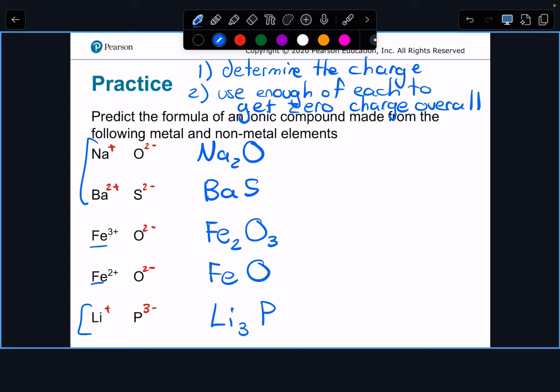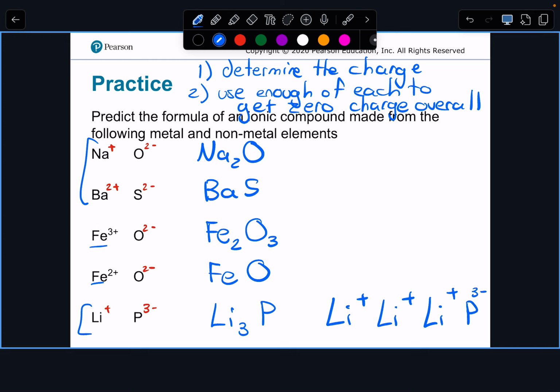So some of them are pretty obvious, like Ba2+ and S2-. Okay, great. They balance out, so I just need one of each. Terrific. Lithium and phosphorus. That should kind of make sense. Phosphorus is 3-. Okay, I need 3 of those positive ones then to balance it out. So that's like the compound, we're simplifying it by writing Li3P. It's like 3 lithiums for every 1 phosphorus.